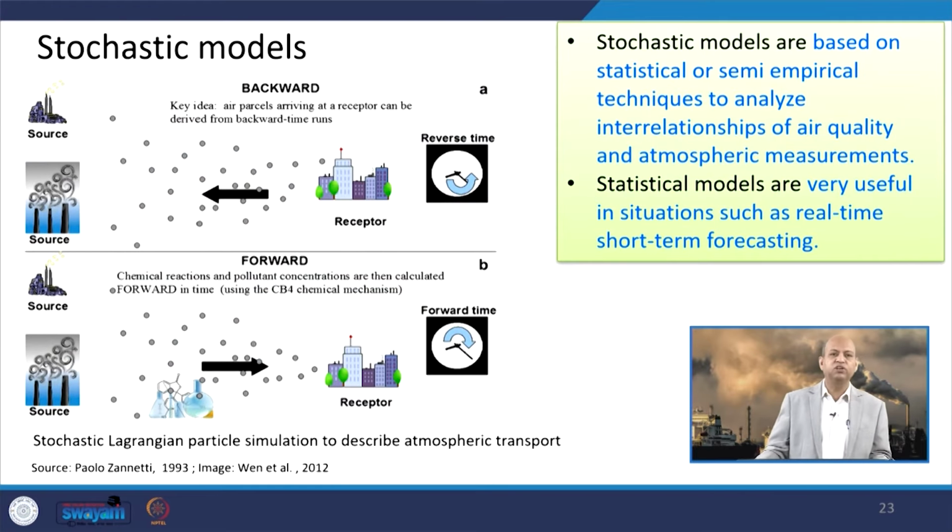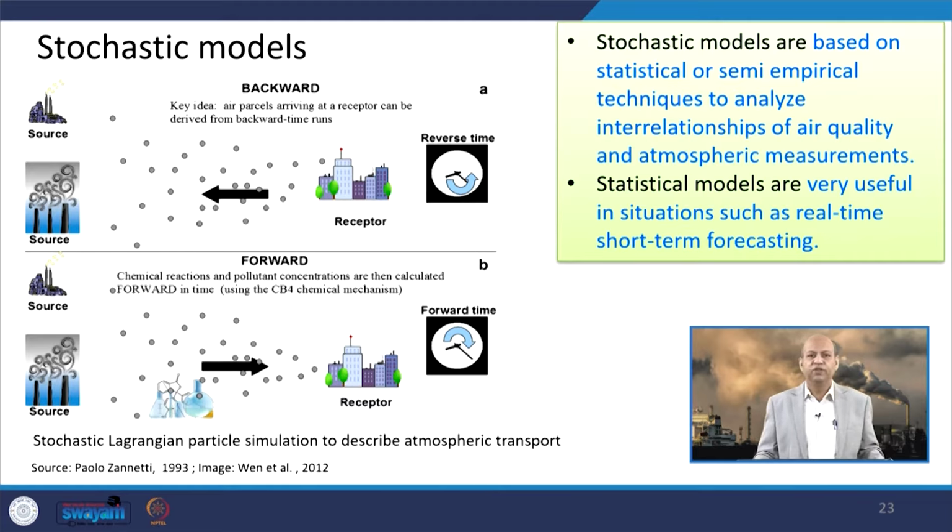Well, the stochastic models are of various types, and the key idea is that air parcels arriving at a receptor can be derived from backward time runs or a reverse technique. So, if you know the concentration at a particular place, you can do an inverse calculation, you can know how much pollution is being emitted from a particular source. Forward can be like chemical reactions, and pollutant concentrations are then calculated forward in time using this CB4 chemical mechanism. So, stochastic Lagrangian particle simulation to describe atmospheric transport is shown in this pictorial representation.